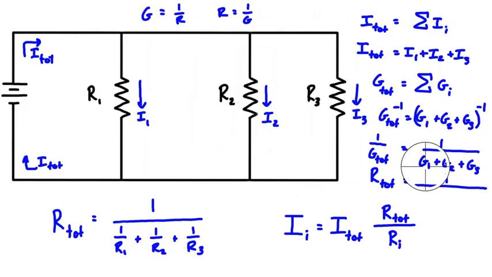And then we have the right-hand side, which is 1 over. When we look at the first thing here, it's G1. Well, G1 is equal to 1 over R1. G2 is equal to 1 over R2, and G3 is 1 over R3. And when we look at this, this is the exact expression that we had over here. R total is equal to 1 over the sum of 1 over each of the individual resistances.